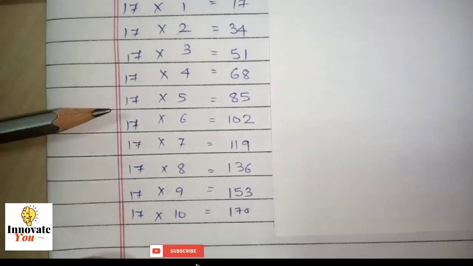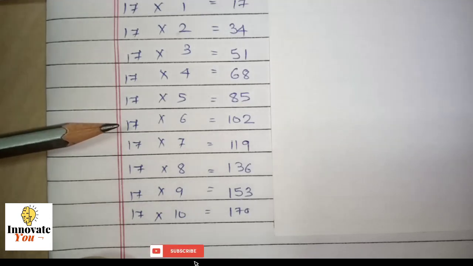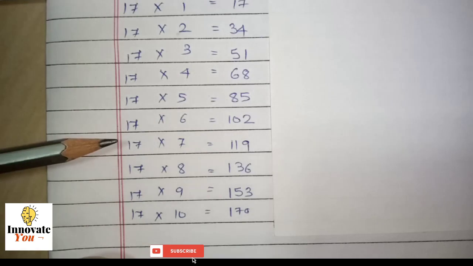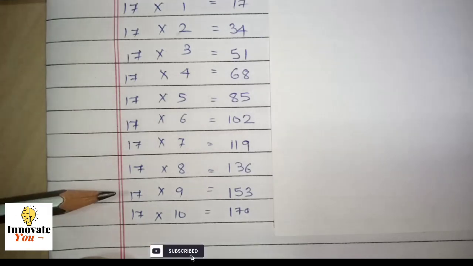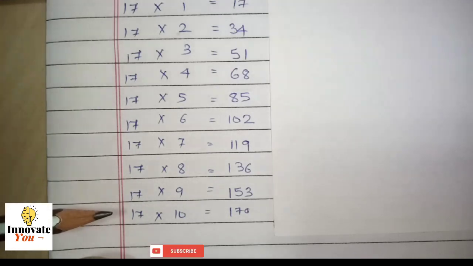85, 17 sixes are 102, 17 sevens are 119, 17 eights are 136, 17 nines are 153, and 17 tens are 170. Now let's learn 18 times table.